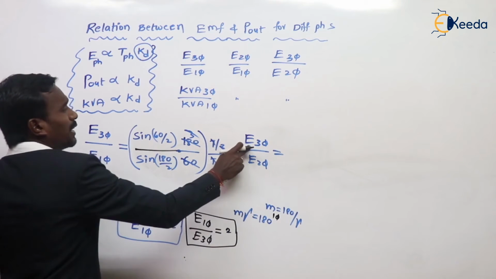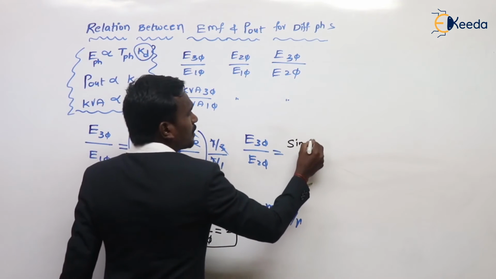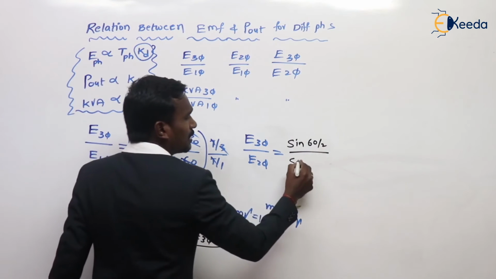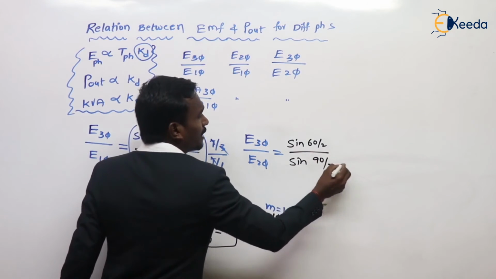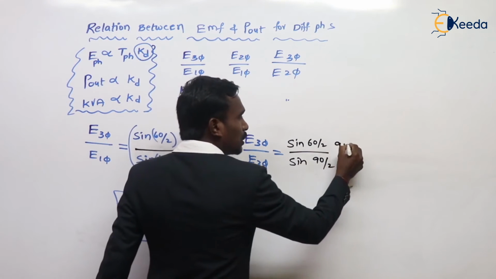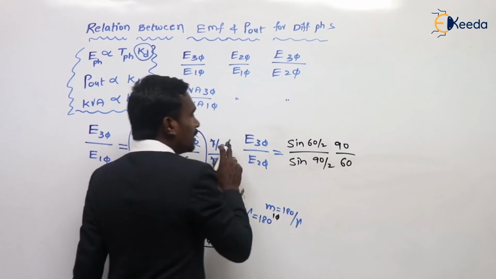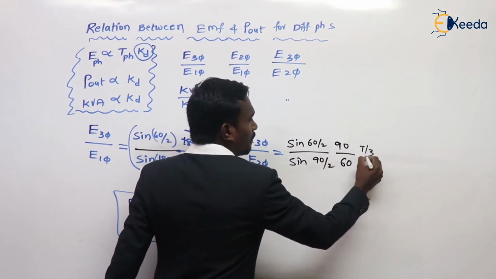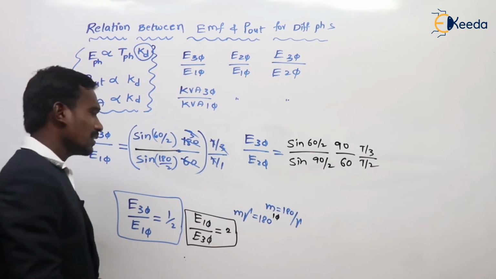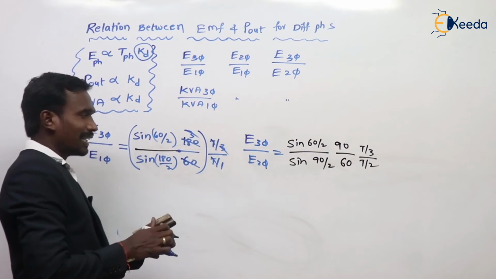Let's see. For three phase, what is the M gamma? Sine 60 by 2 upon, for two phase M gamma, sine 90 by 2. This 90 is in the numerator and this 60 in the denominator. And this is three phase, that's why T by 3. This is two phase, that's why T by 2. That's it. Sir, next one. Please, next example.